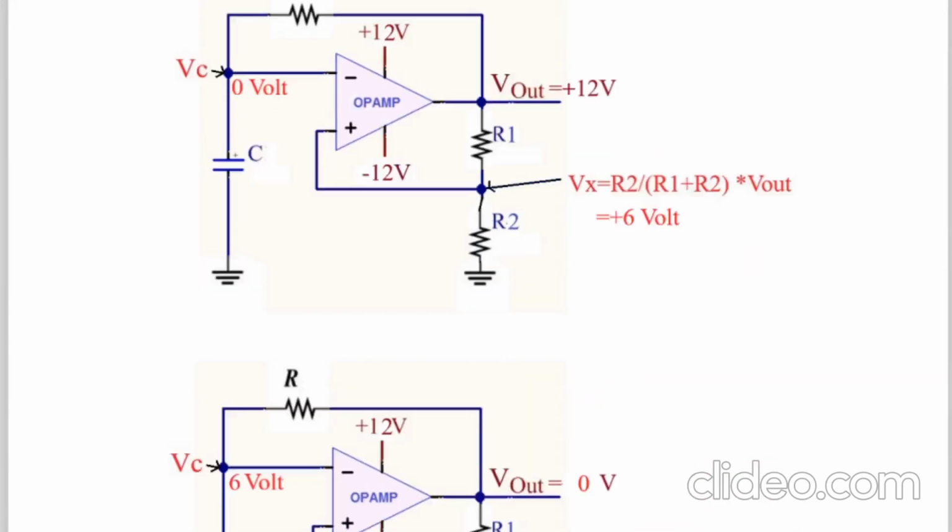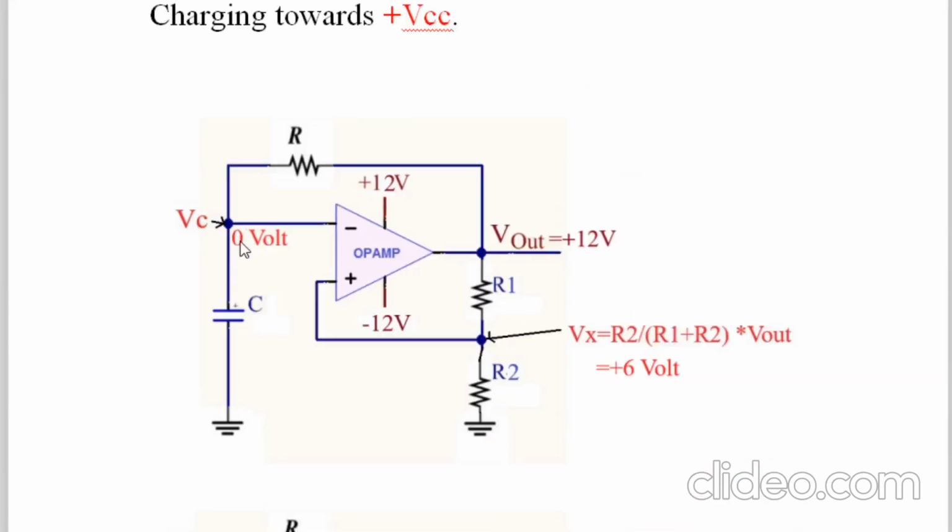So initially when our capacitor was 0 volt and this was a few millivolt, immediately the output of the op-amp forces to 12 volt. Because of that, two things happen. Here 6 volt comes, so this point will be 6 volt, and this 12 volt will be applied to the capacitor through R. So the capacitor will start charging from 0 volt.